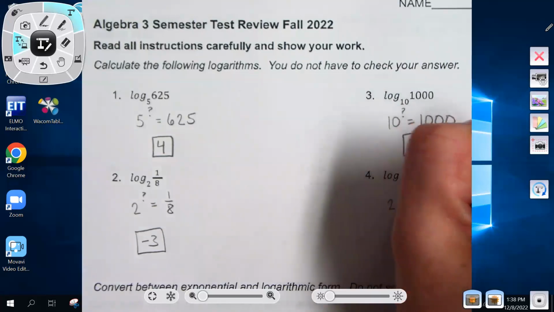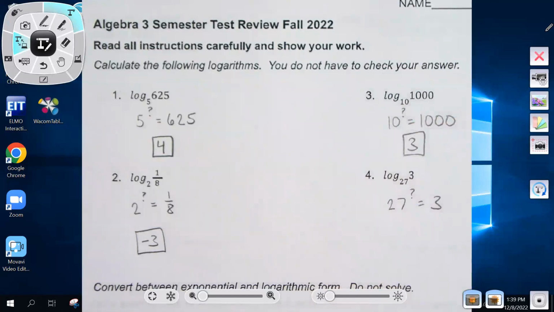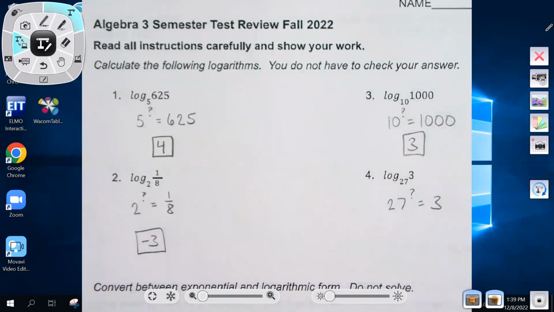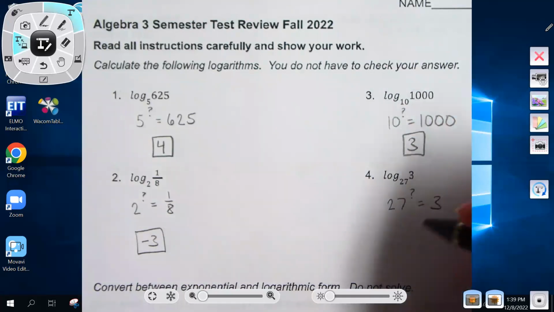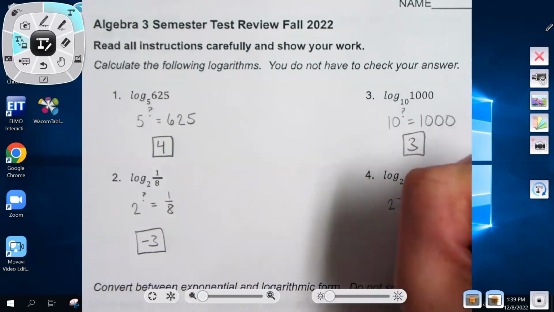Number 4, 27 to what power equals 3? If you raise a number to an exponent and you end up with a smaller whole number, not a fraction like in number 2, just a smaller whole number, that means your exponent will be a fraction. It'll be 1/2, 1/3, 1/4, or so. Any one like that has a 1 in the numerator. The answer on number 4 is 1/3.